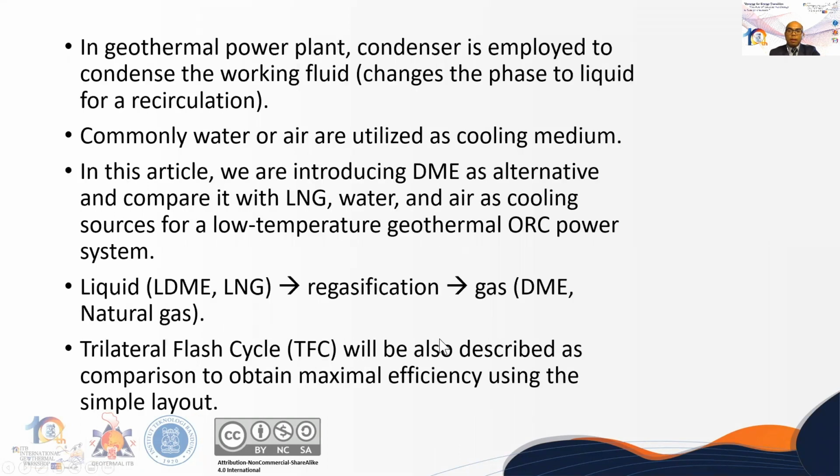Going back to geothermal, a geothermal power plant requires a condenser to condense the working fluid inside the cycle for recirculation, and commonly water or air are utilized as cooling medium in this power plant. In our study, we are going to introduce DME as an alternative and compare it with LNG, water, and air as cooling sources for a low temperature geothermal power system.